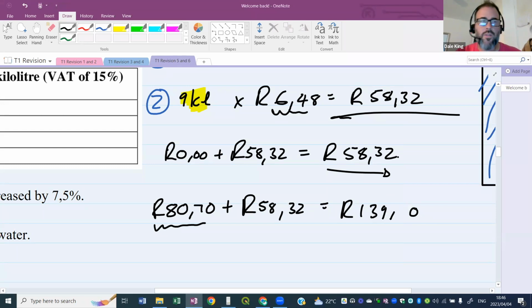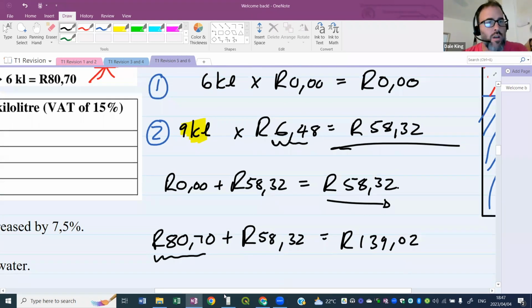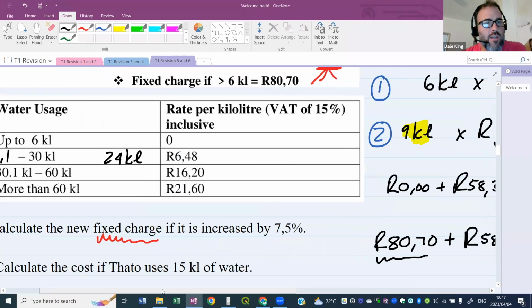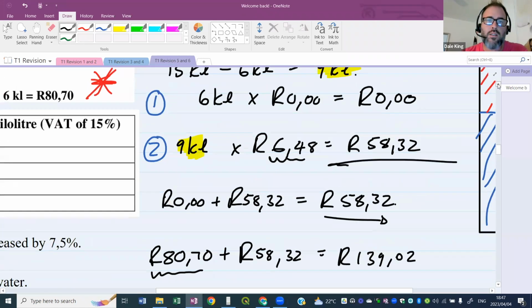You guys actually got that very easily. I think I need to make this more difficult. Yeah. All right, we're going to try challenge you now. Okay, let's try challenge you. Instead of 15 kiloliters, oh, here we go. I'm going to see emojis now. Instead of 15 kiloliters, let's try 32 kiloliters.